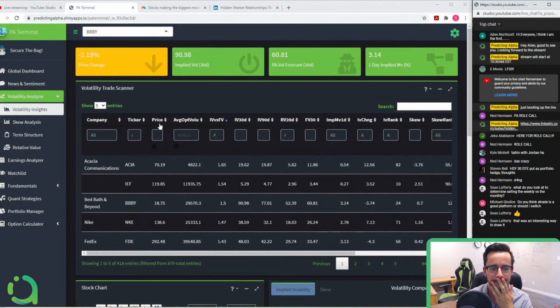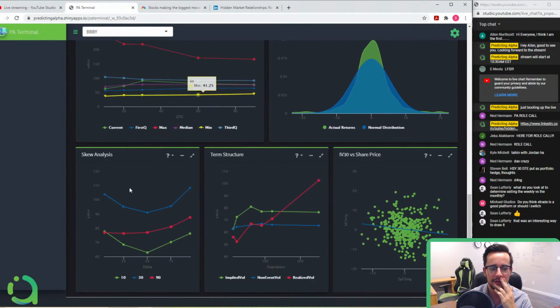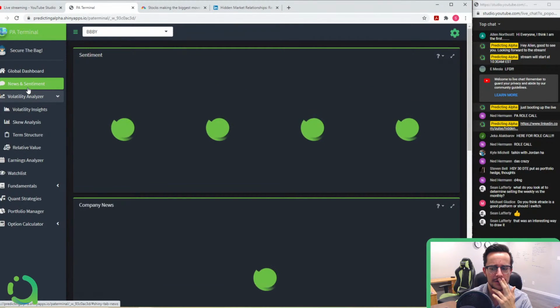Let's see. 90, 60. Anyone know what's going on with BBBY right now? Because that's a pretty high level of vol. You can see the 30-day is super elevated. I'm assuming there's an earnings there. Let's see if we can see any news happening around the company.